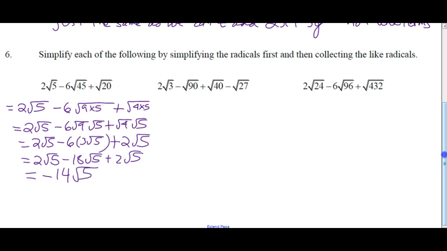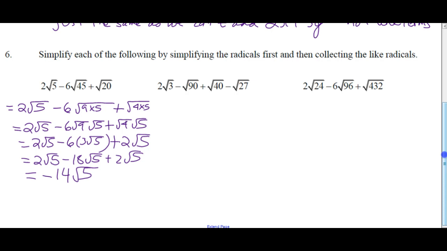Okay, so it's like root 5s or apples or whatever, right? You just forget that there's any root 5s and just go, I've got 2 minus 18 plus 2. I have negative 14 of these things, which are all the same, right? They're like, so they're all root 5s.